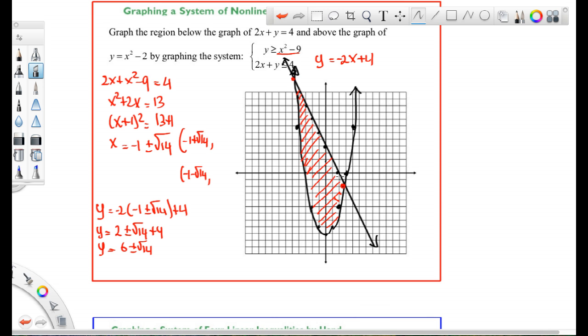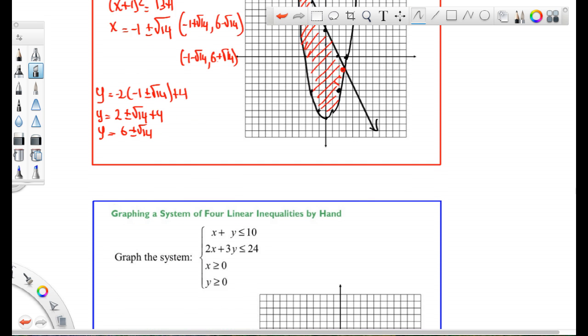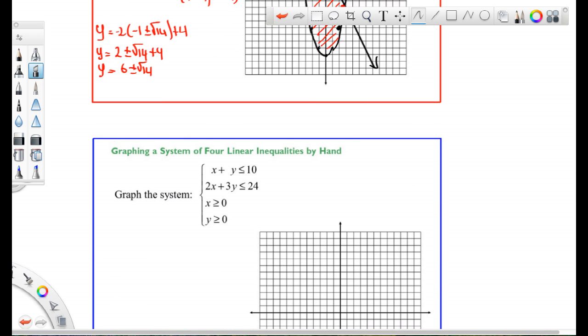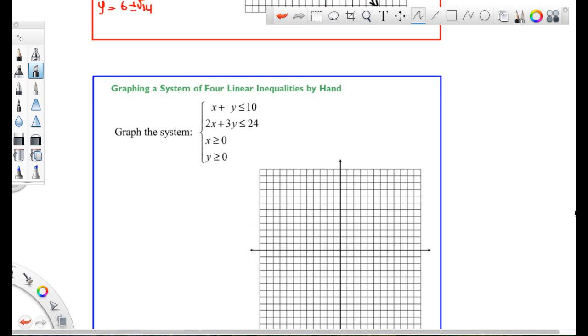Well, the 6 plus the square root of 14 is clearly over here. So that's 6 plus the square root of 14. And 6 minus the square root of 14 is going to be over here. So you can find it. I just wanted you to see that you can. In this case, it wouldn't actually be required to write down where they intersect because it doesn't come out very nicely. Okay, trying to do two things at once.